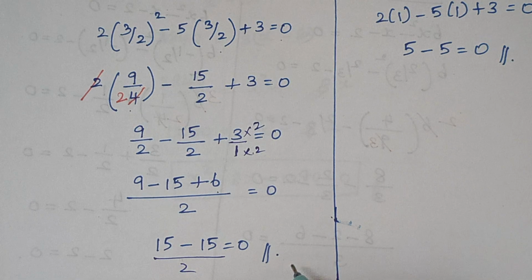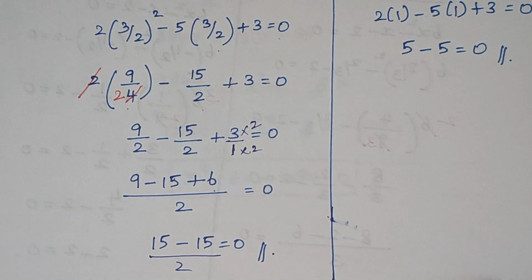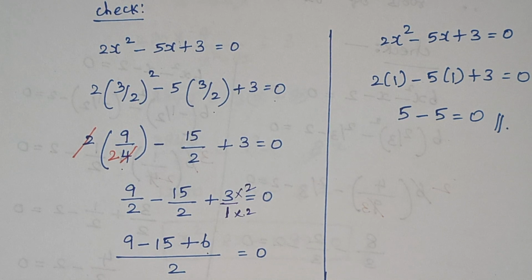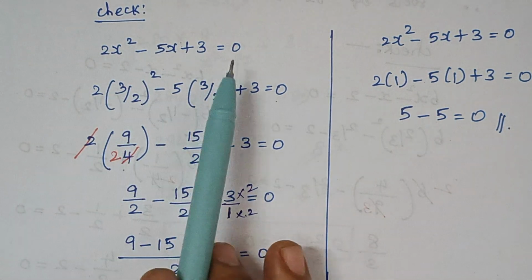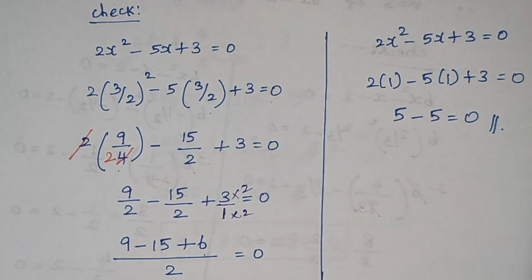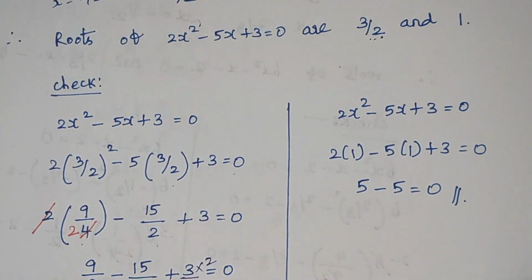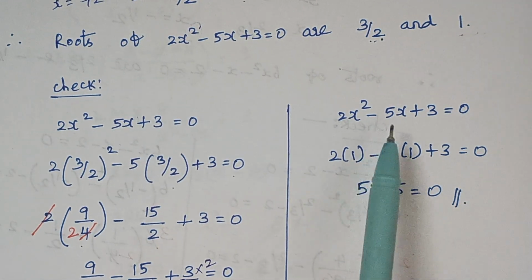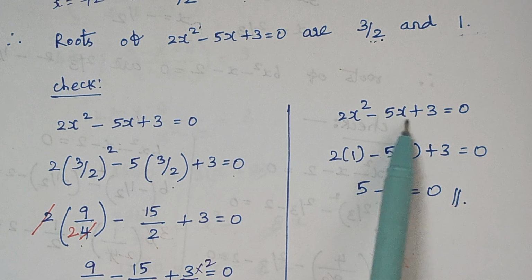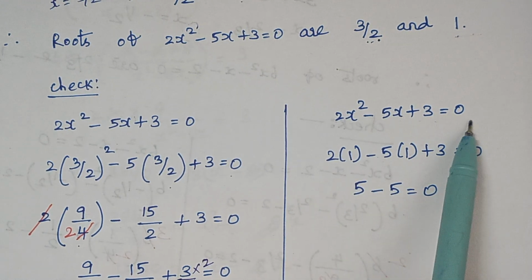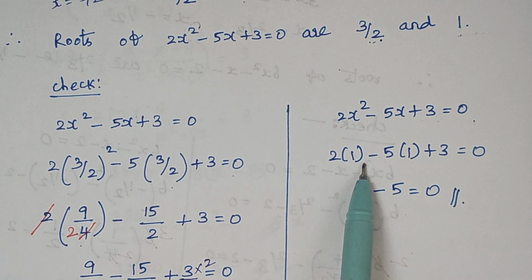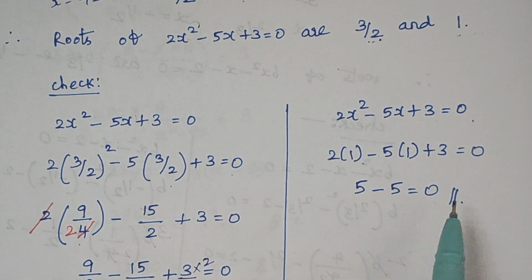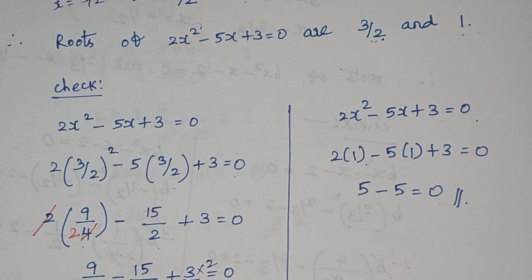So finally, yes, this is correct. X equal to 3 by 2 is one of the roots of the given quadratic equation. Now we are going to substitute the other root. What is the value of the other root? It is 1 here. Therefore 2x square minus 5x plus 3 is equal to 0. So in the place of x, just substitute the value of 1. And again when you simplify, you see we are getting the value as 0. Therefore the values are correct.